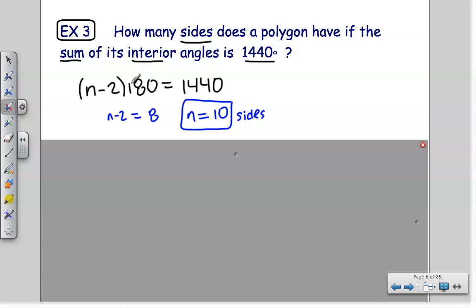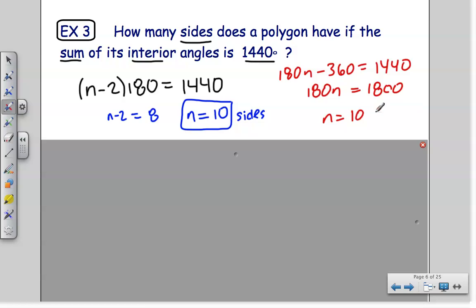The other way to solve, I just want to show both ways so you can decide what you like better. You could distribute and get 180n minus 360 equals 1440. I just distributed 180 to n and negative 2. Then I could add 360 to both sides, and 1440 plus 360 would be 1800. And I could divide by 180, and either way you get n equals 10 sides. So either method you can use to solve, but you do have to use this setup of the formula to figure out where to go to find the number of sides.